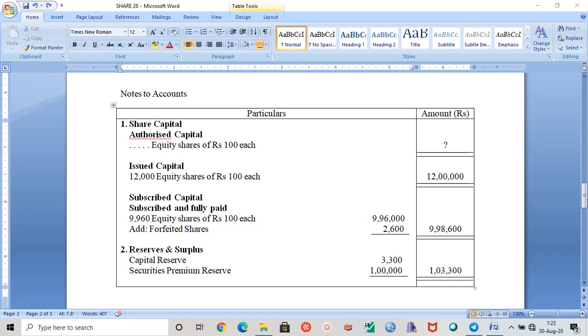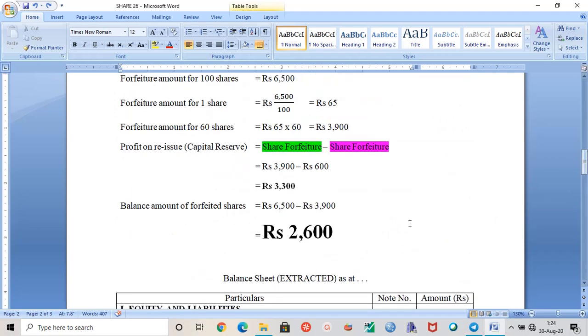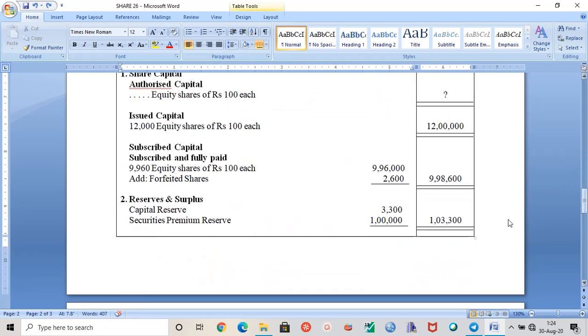And we have this balance also. This balance is actually from the remaining 40 shares, this 2,600. So this amount 2,600 actually represents those missing 40 shares. Here you can see 40 equity shares are missing, right? So these 40 shares are being represented by this amount 2,600. That's why we are adding it up here, and it should be 998,600.